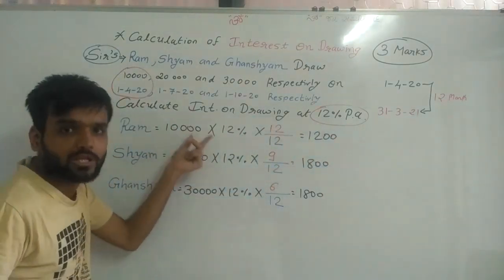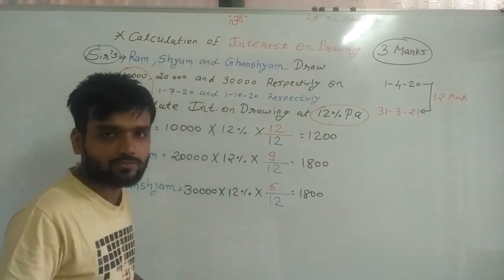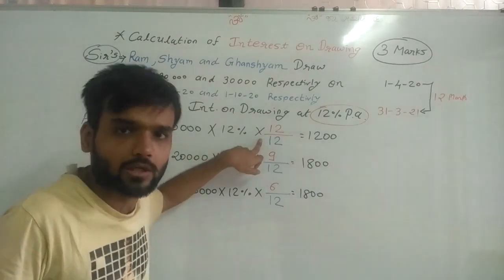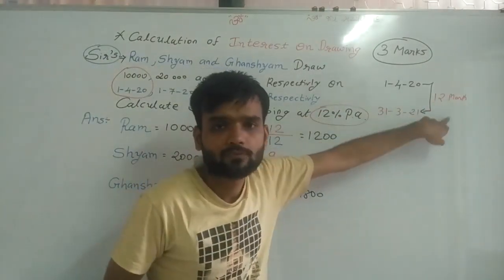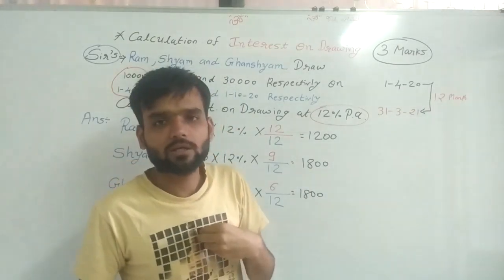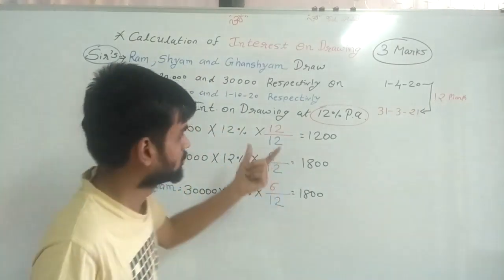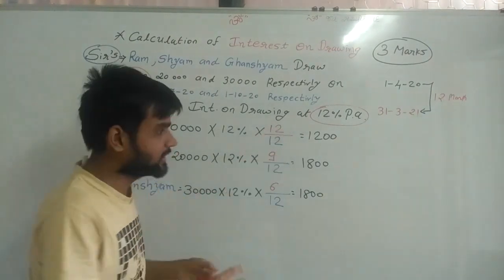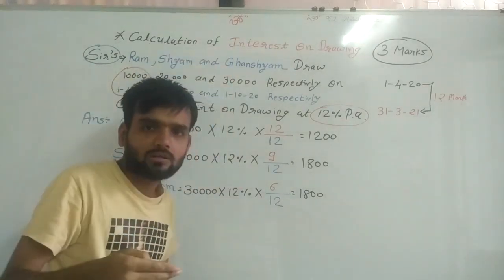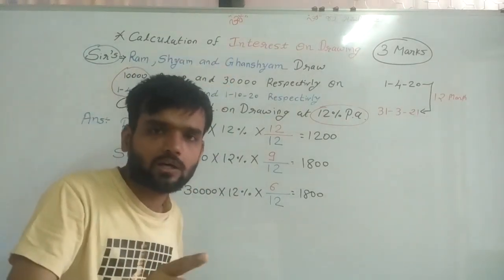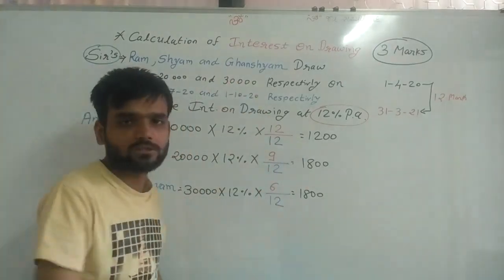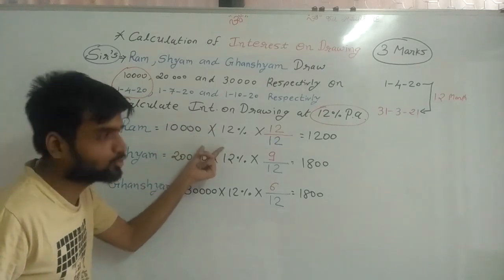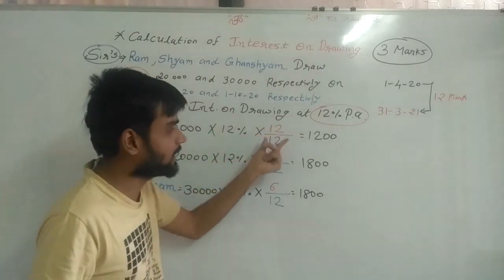So 10,000 into 12% into, for how many months we need to calculate interest? Here 12 months. For 12 months we need to calculate interest. So into 12 divided by 12. Now this 12 is for the year, the months. In 1 year there are always 12 months. So divide by 12 is there. So 10,000 into 12% into 12 upon 12.